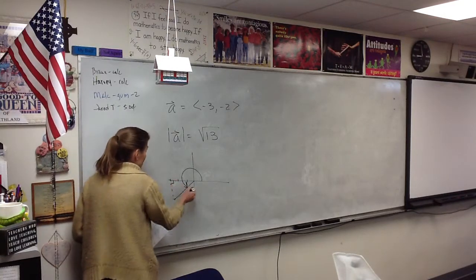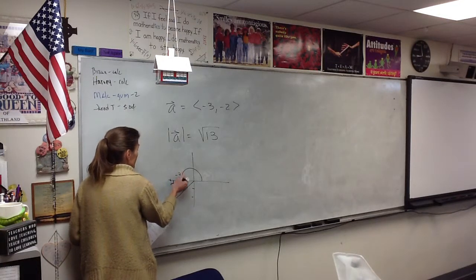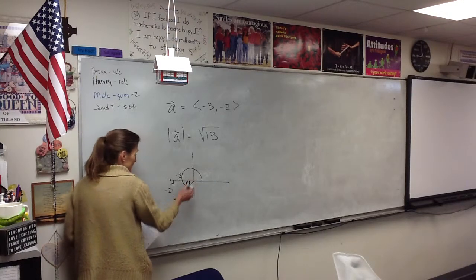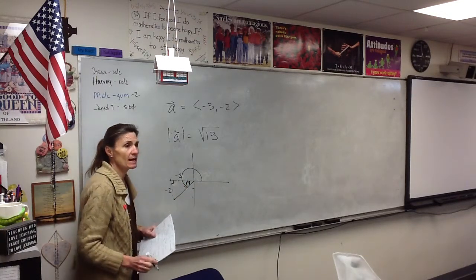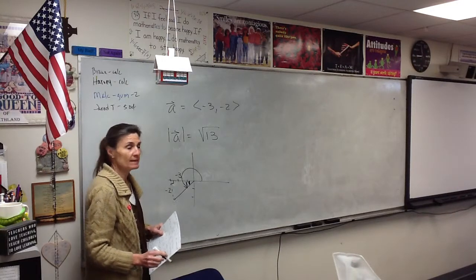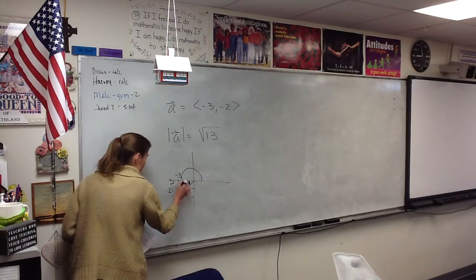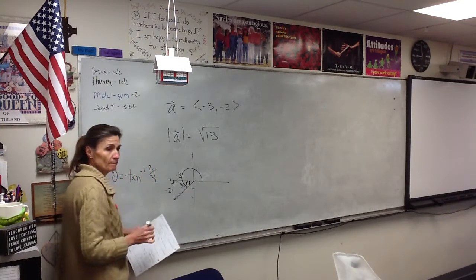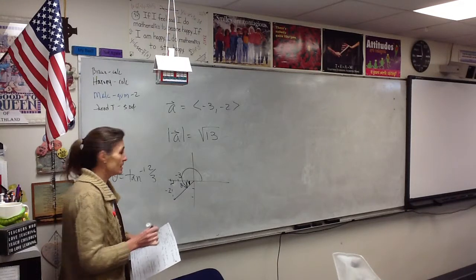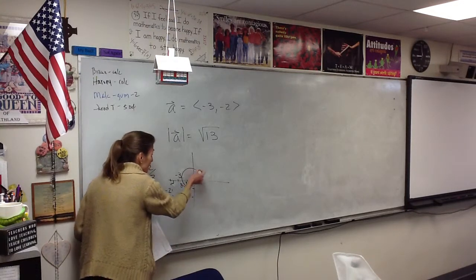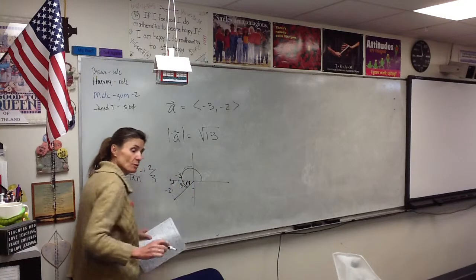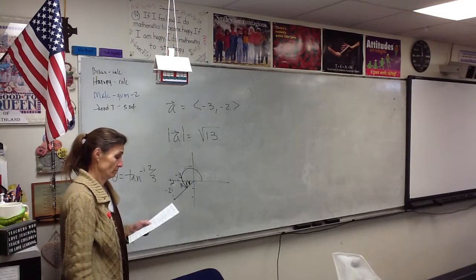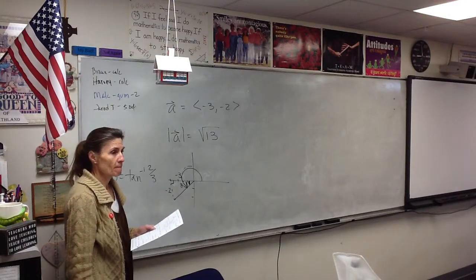Now, I have a little right triangle here. I know this is 3 and this is 2. Could I find this angle? I would find that angle by doing inverse tangent of 2/3. I'll call that theta. And theta will be inverse tangent of 2/3. Right, Delaney? That's going to give me this. So then I will add 180 to it, and that will be my direction. Okay.